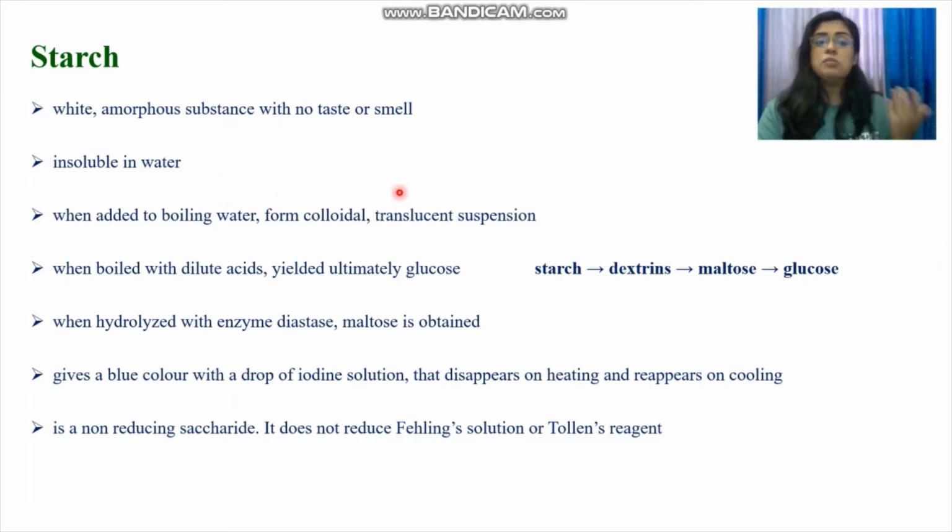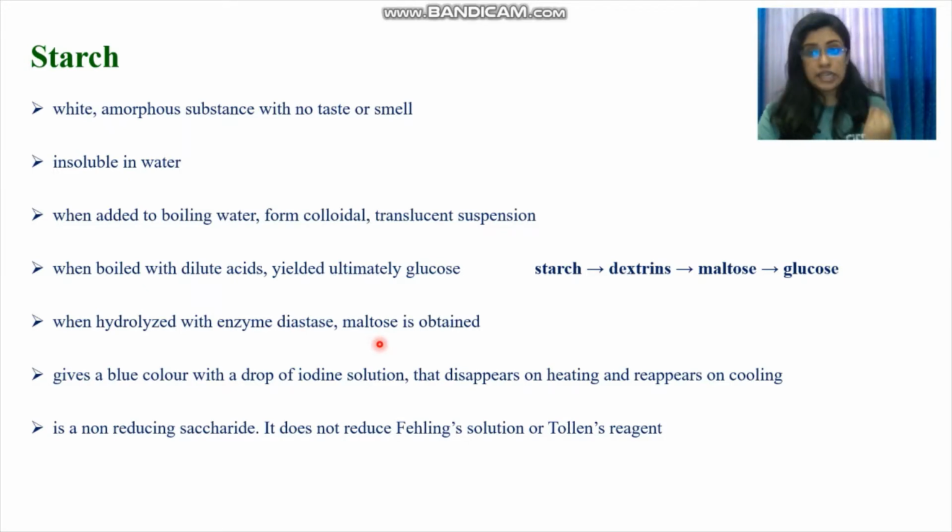And if you boil it with some dilute acids, starch would initially give rise to dextrin, which further gives rise to maltose, and finally glucose is formed. So the ultimate product after acidic hydrolysis of starch is glucose. And if you use an enzyme like diastase for the hydrolysis, then starch would give rise to maltose.